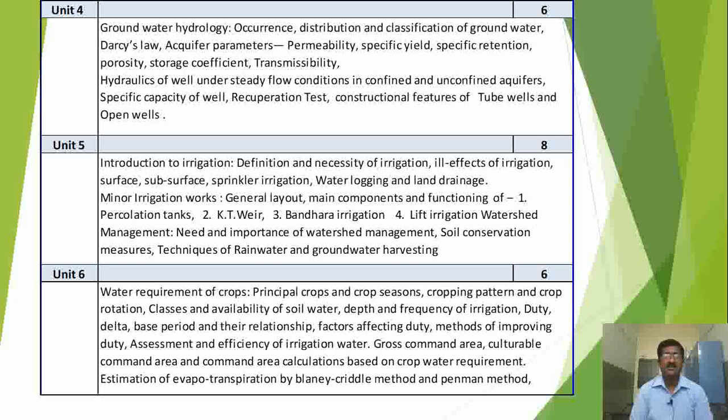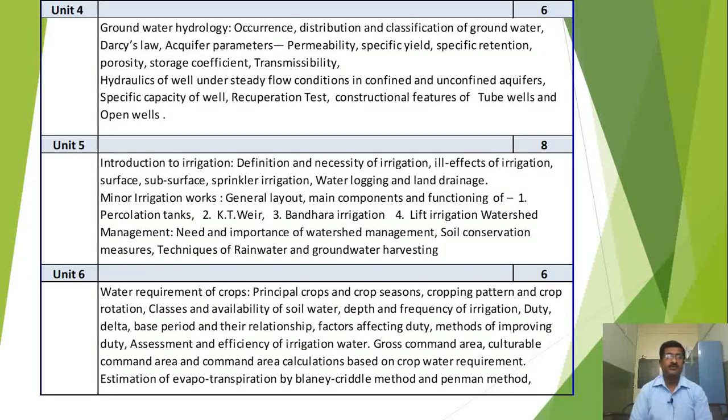Then let us go to unit number 4. It has 6 lectures. It includes groundwater hydrology, occurrence, distribution and classification of groundwater, Darcy's law, aquifer parameters, permeability, specific yield, specific retention, porosity, storage coefficient, transmissibility, hydraulics of well under steady flow conditions in confined and unconfined aquifers, specific capacity of well, recuperation test, constructional features of tube wells and open wells.